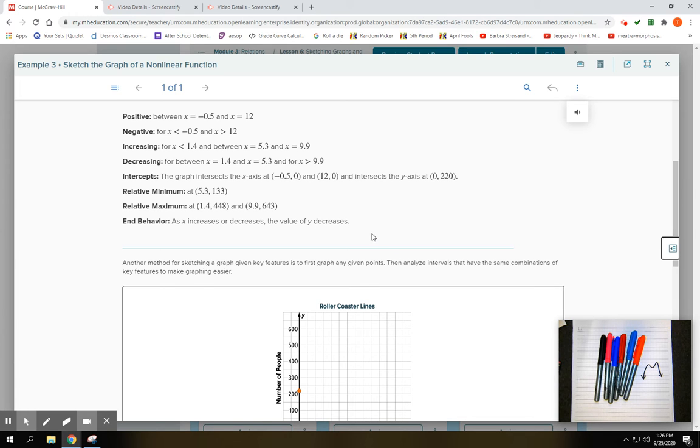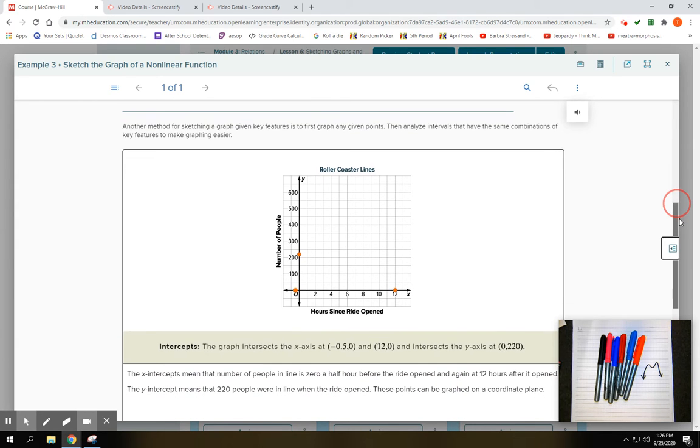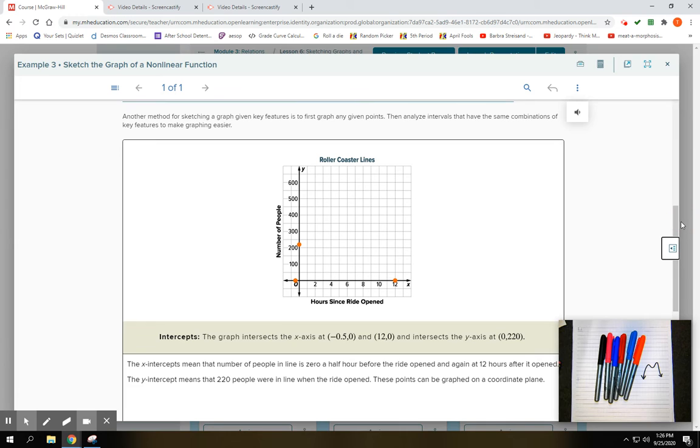Another method for sketching a graph given key features is to first graph any given points. Then analyze intervals that have the same combinations of key features to make graphing easier. So let's start with our intercepts. We know the graph intersects the x-axis at negative 0.50 and 12.0. So we have a point here and a point here. And it intersects the y-axis at 0, 220. So we have a point there.